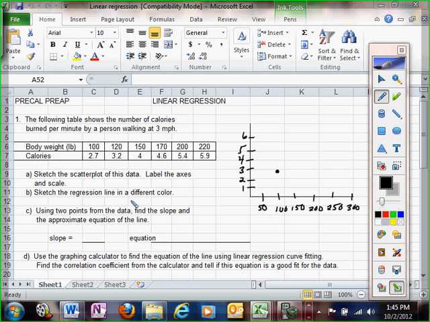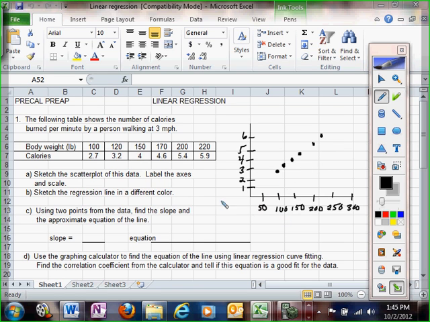B says to sketch the regression line in a different color. So I guess we'll just go ahead and go through the motions here. 120 comma 3.2 is going to roughly be right in here. 150 comma 4. 170 comma 4.6. 200 and then 5.4. Finally 225.9. It looks something like that.